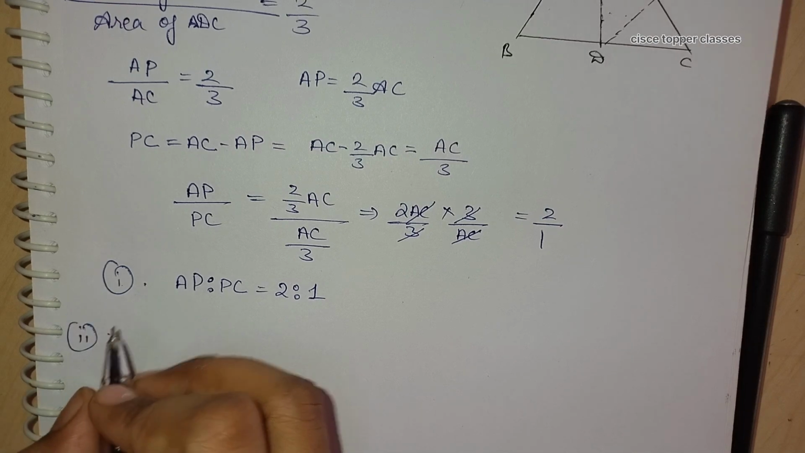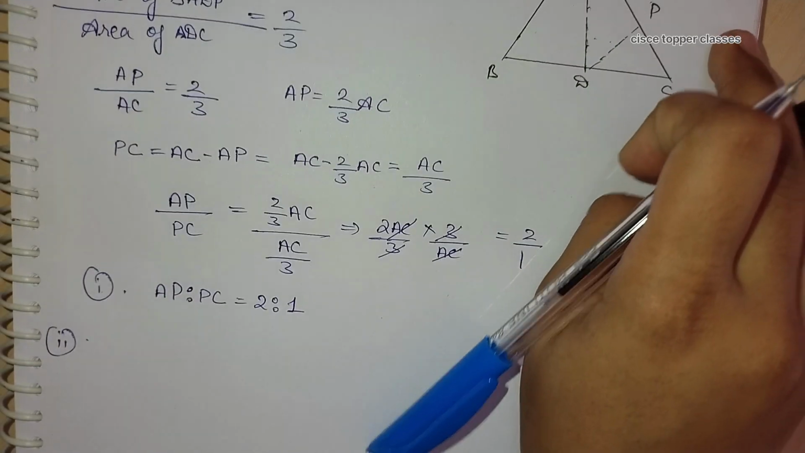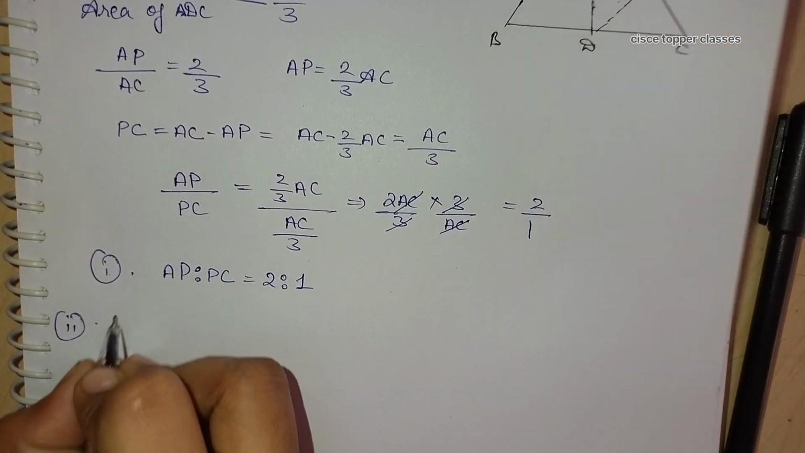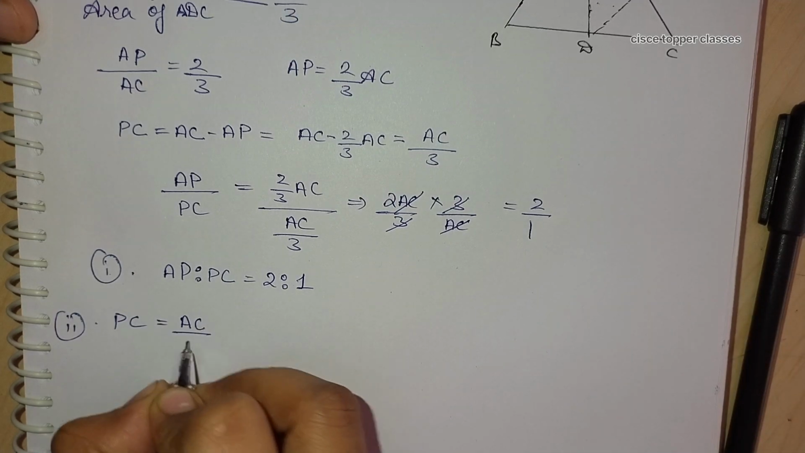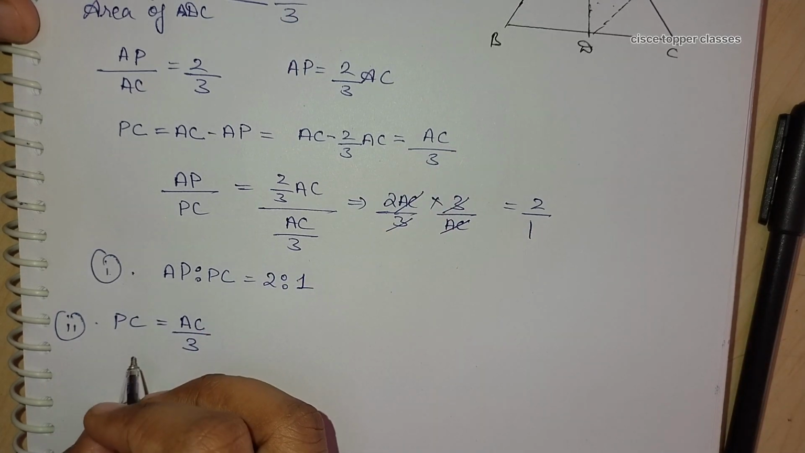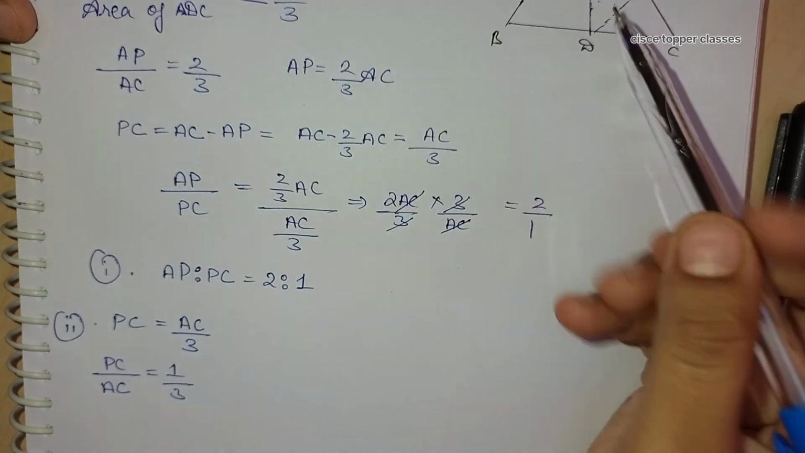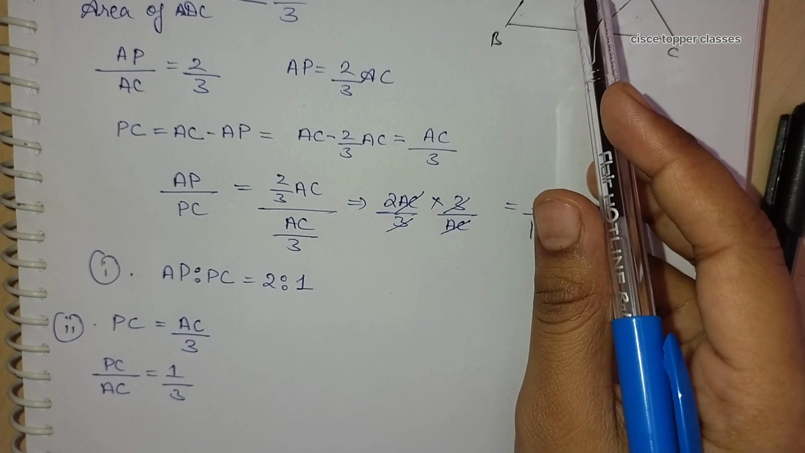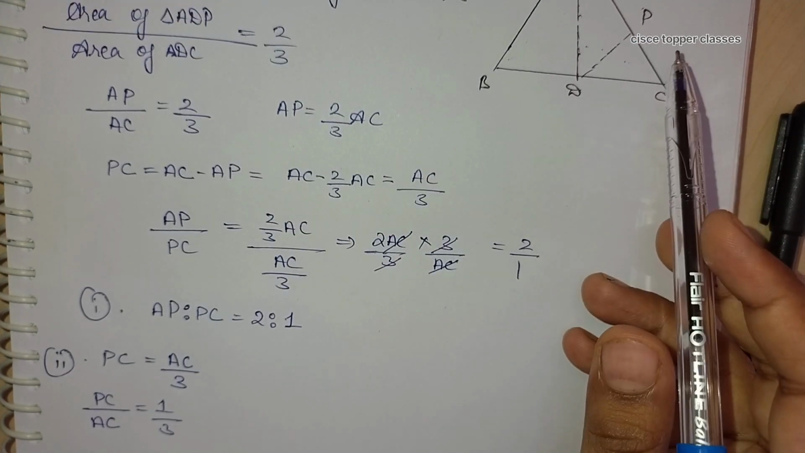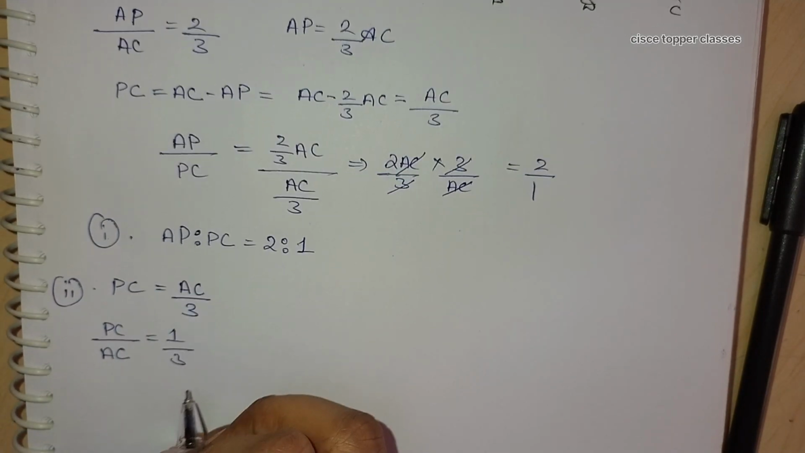Now the second part asks area of triangle PDC ratio area of triangle ABC. So we can simply write here, PC is equal to AC by 3 as we have found, and now PC by AC is equal to 1 by 3. As in triangle PDC we have PC as the base and in ABC we have the same altitude on AC, so it has base AC. So we can simply write it as 1 by 3.